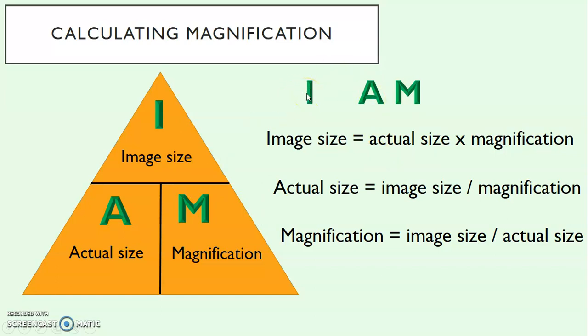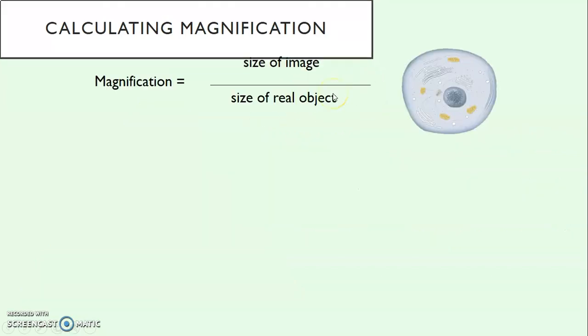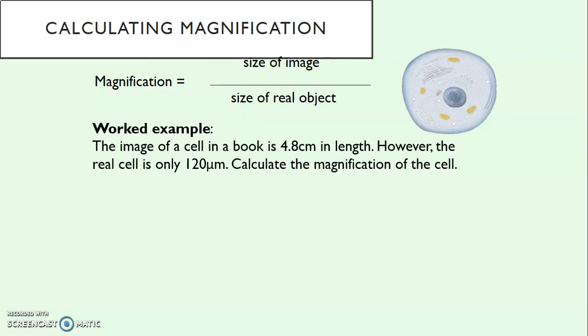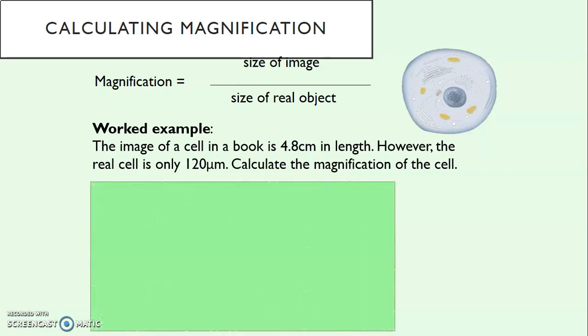So calculating magnification, I AM. So here's an example, rearranged for magnification. So magnification is the image size, the I, over the actual size, the size of the real object. So the image of a cell in a book is 4.8 centimetres in length. However, the real cell is only 120 micrometers. Calculate the magnification of the cell.